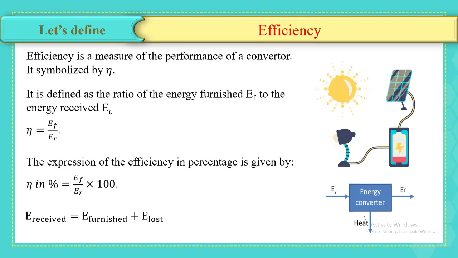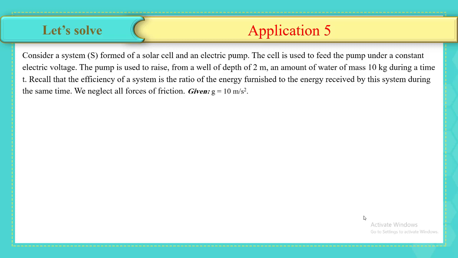To practice on this objective, let's solve the following application. We have a system formed of a solar cell and electric pump. We use the pump to raise up the water from depths of 2 meters. The amount of the raised water during time t has mass m equal 10 kg. The definition of the efficiency is given and the resistive forces are neglected.